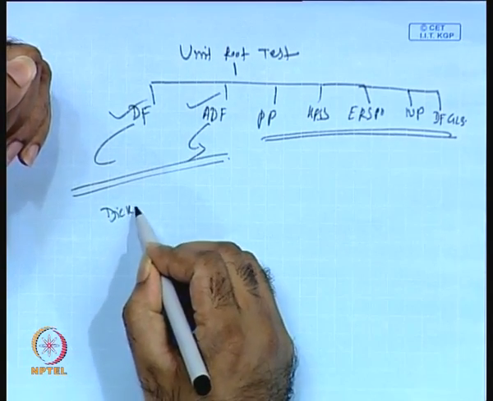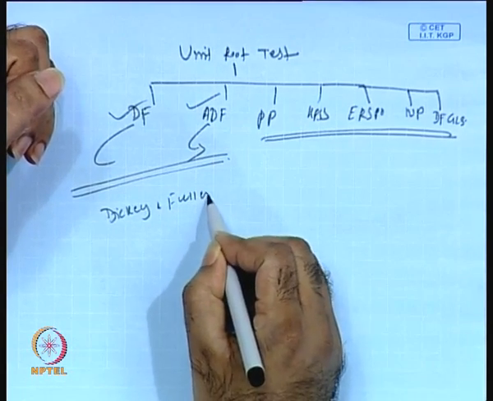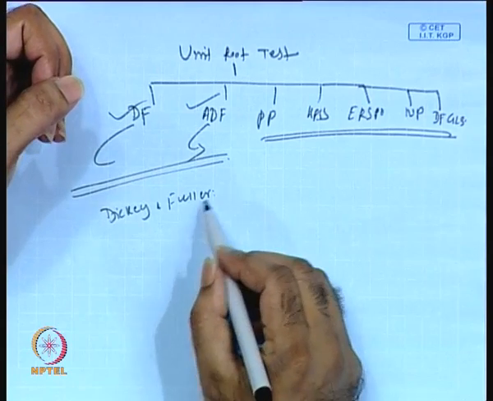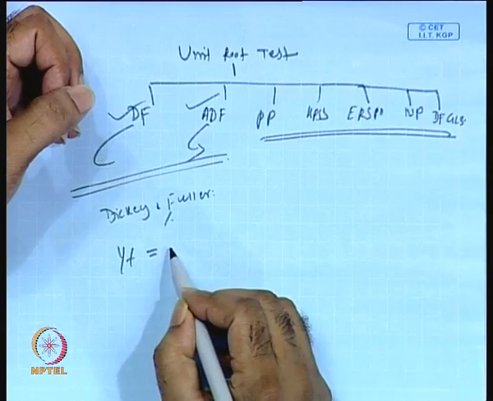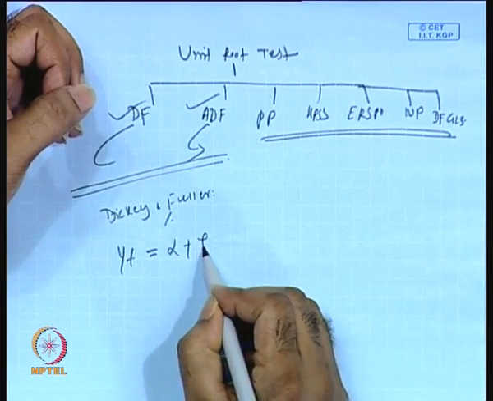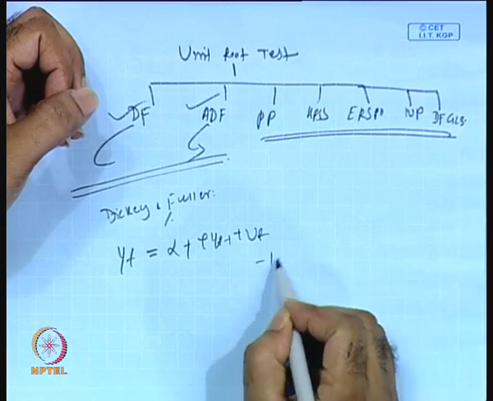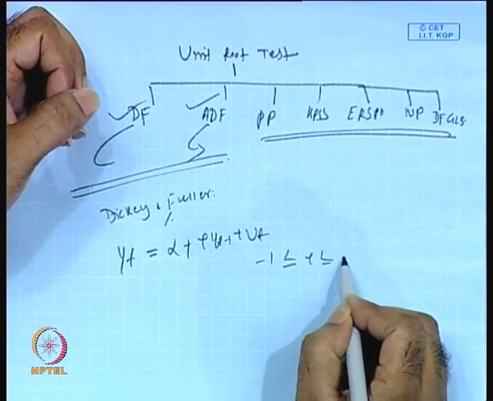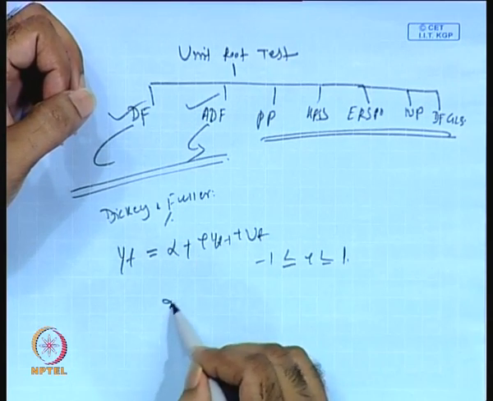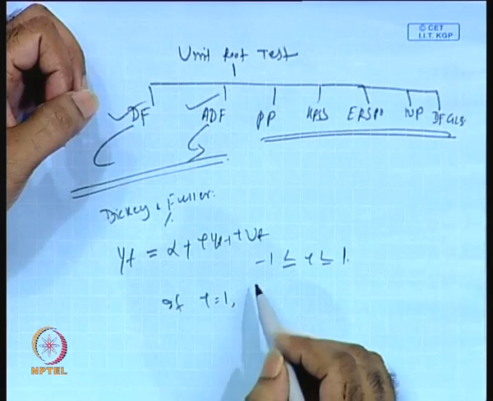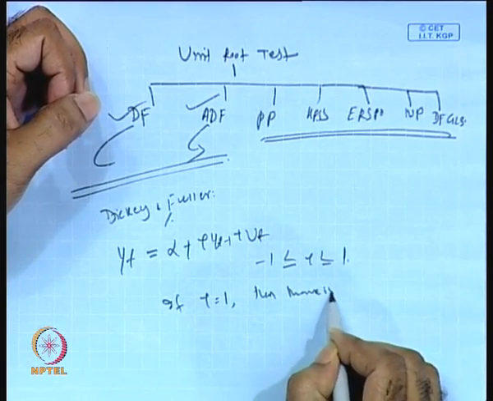It is called the Dickey-Fuller test. Okay. Dickey and Fuller unit root test. Okay. So, what is this Dickey-Fuller? It starts with regressing this way: y t equal to alpha plus rho y t minus 1 plus u t, say. Okay. Minus 1 less than rho less than 1. Okay. So, if rho equal to 1, then there is a unit root problem, then there is a unit root problem.